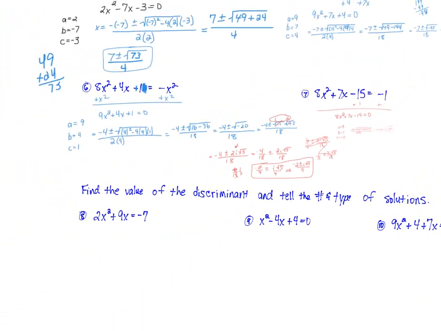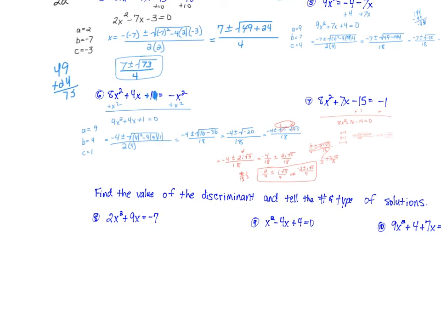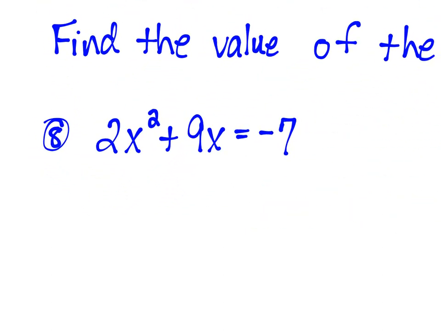Correct. So let's do these last 3, and then we're done. If you're going to find the value of the discriminant, somebody tell me what the discriminant is. B squared minus 4ac.